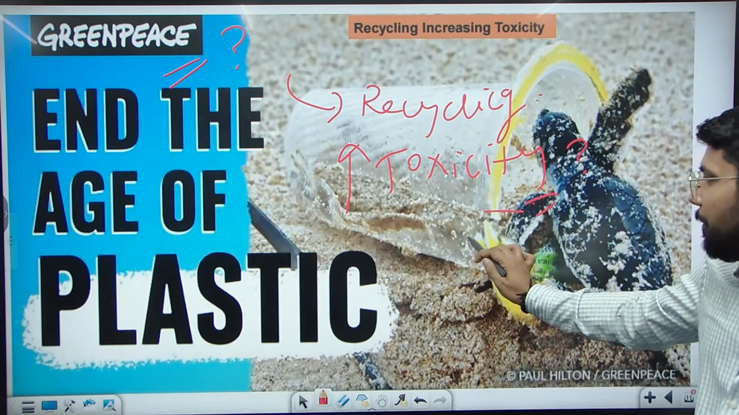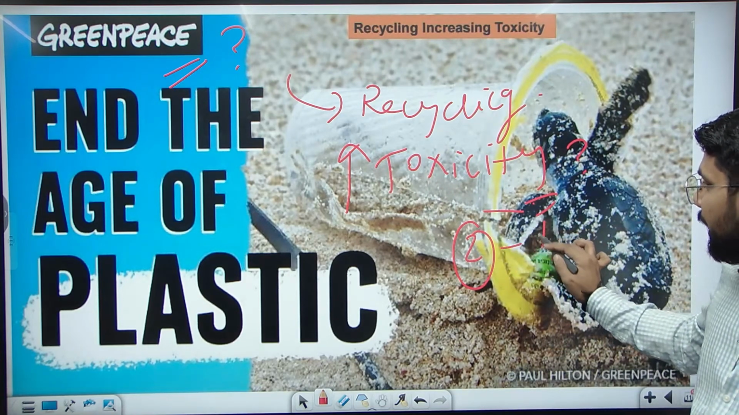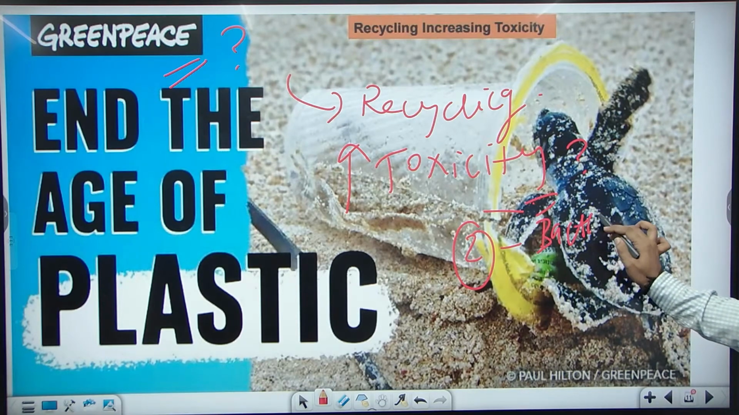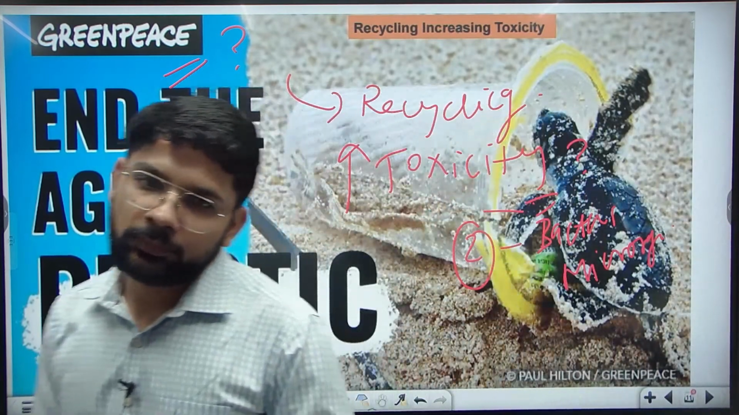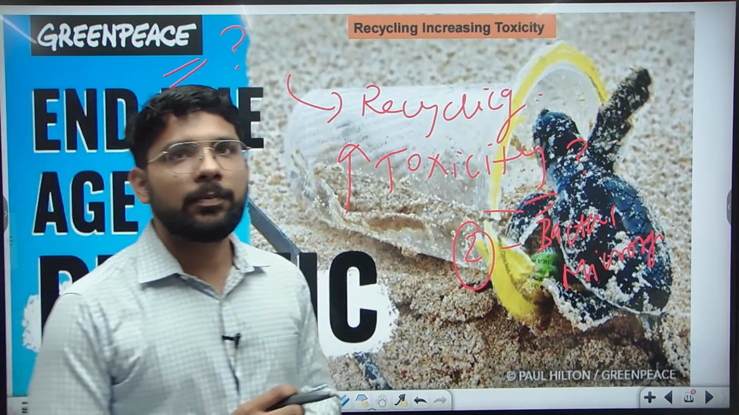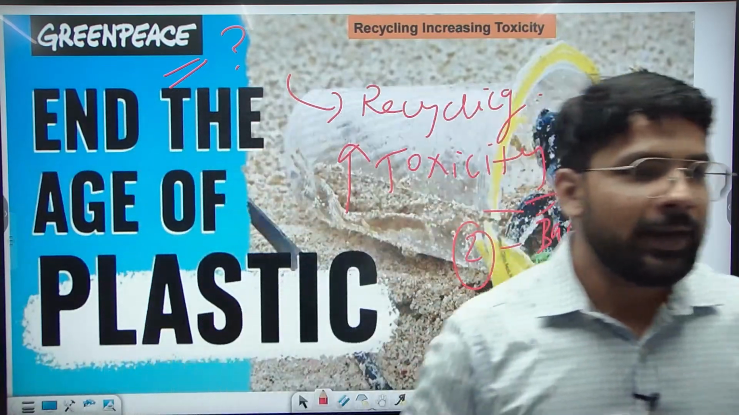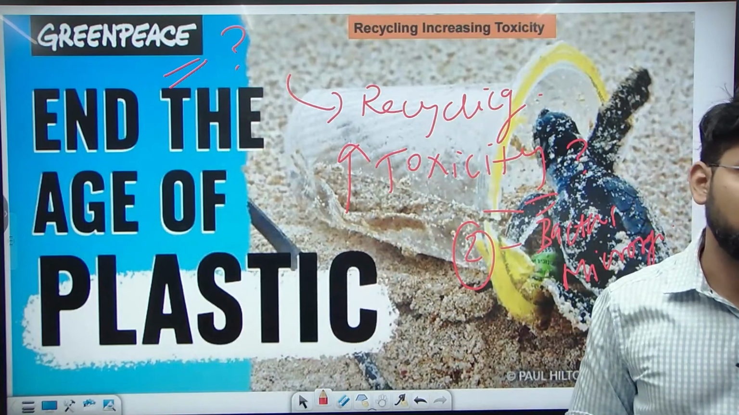Second, they gave another reason. When they are recycling, there is an addition of bacteria, microorganisms, in the process. That can be a major issue for recycling also. So these are the reasons given by Greenpeace against the recycling of plastic. So it can also be a concern there.